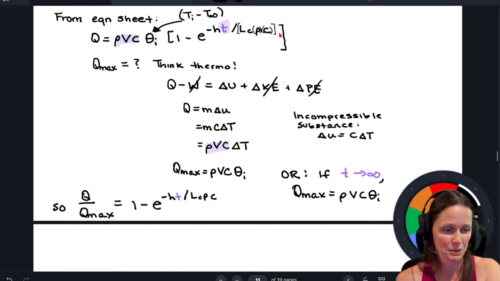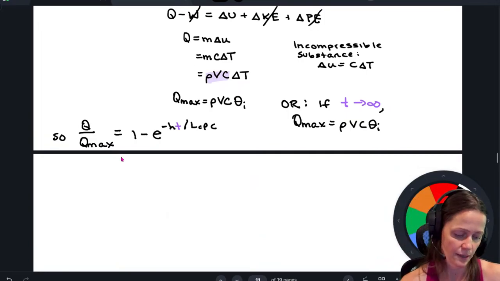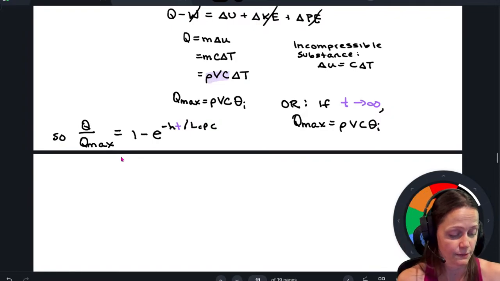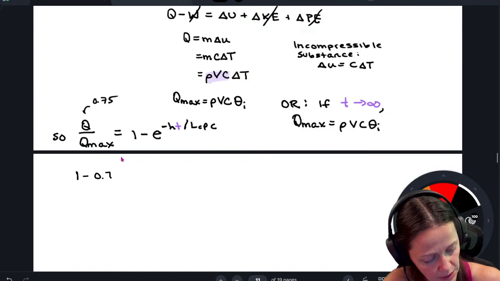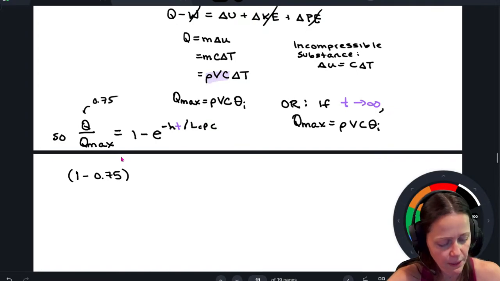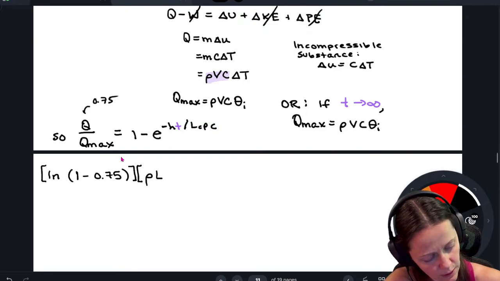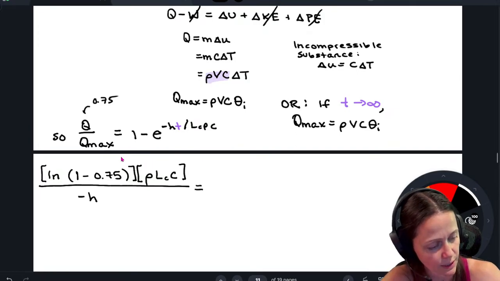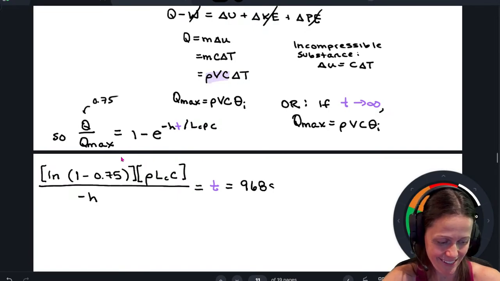So I will assume that you can probably plug that stuff in. Oh, I'm not calculating Q over Q max. I'm solving for T. Darn it. All right, so if this is 0.75, I'm going to have 1 minus 0.75, so 0.25. Then I take the natural log of that, multiply by rho L C times the specific heat divided by negative H, and that should get me time. So I've got 968 seconds.